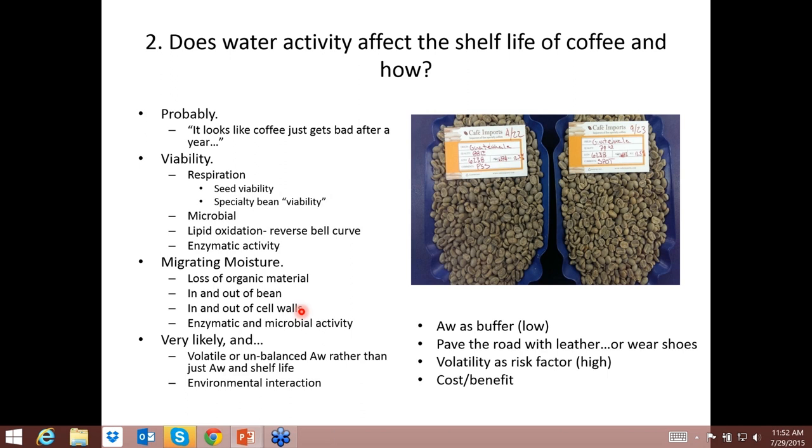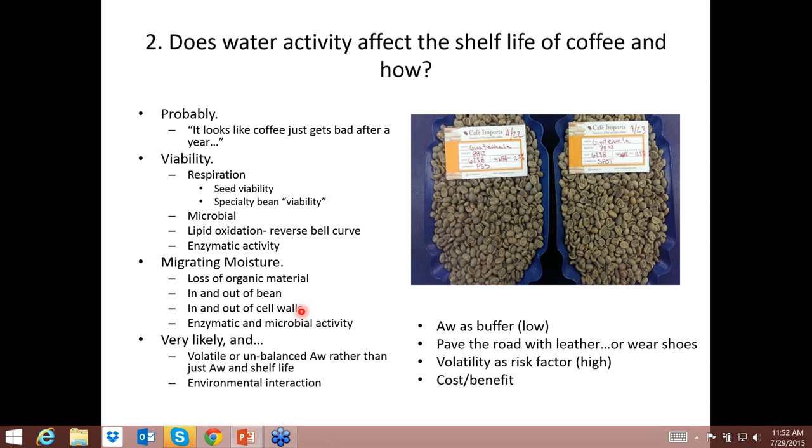Maybe you could do all reefer containers. Maybe you could environmentally control everything from the moment you pull it off the plant to the moment you put it in your roaster and not have to worry about water activity. Or maybe you can figure out best practices for water activity. We already spoke about this: you get 4 days at this level and you need to be below it. That'd be equivalent to wearing shoes. You can deal with water activity at each phase of the process chain, and you have this buffer.